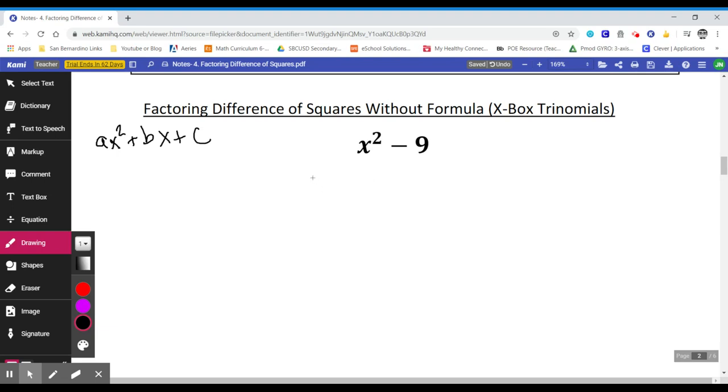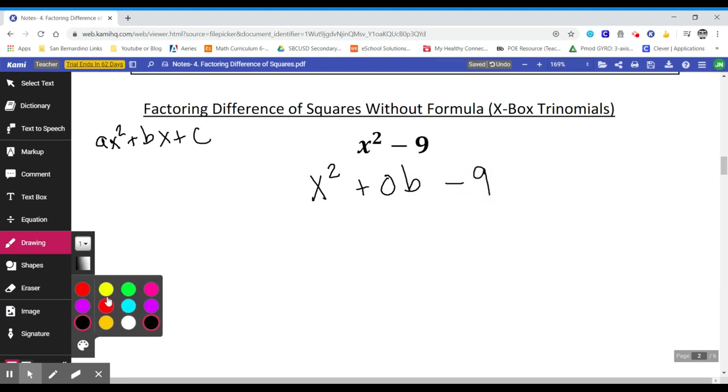So what I'm going to do here is I'm going to say, okay, this is x squared plus there's nothing in the middle for b. So I'm just going to say that's 0b. So there's absolutely nothing there. And then I'm going to include the negative 9. So this is the exact same thing as that, right? Except that the middle term that I have is actually a 0. So 0 times b is just 0 or nothing. So it's the exact same thing as the original problem.